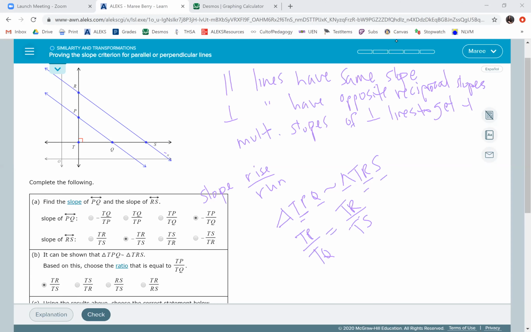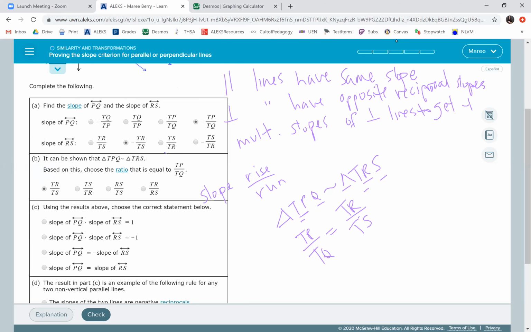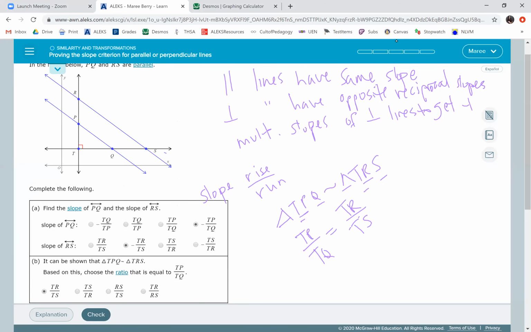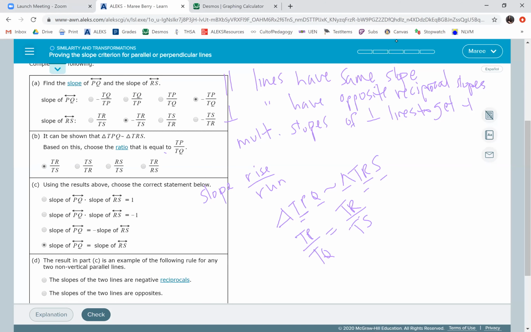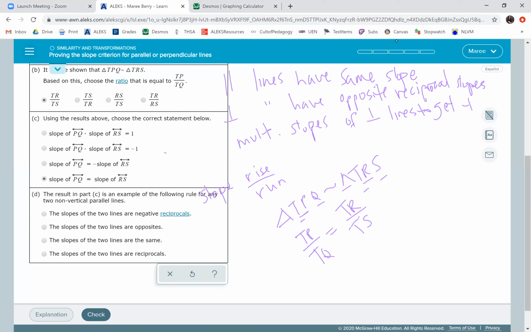Let's go down to the bottom one. Using the results above, choose the correct statement below. If they have the same slope, PQ equals RS. So PQ is equal to RS, so it's got to be this one. If they're parallel, they're going to have equal slope. The slopes of the two lines are the same.